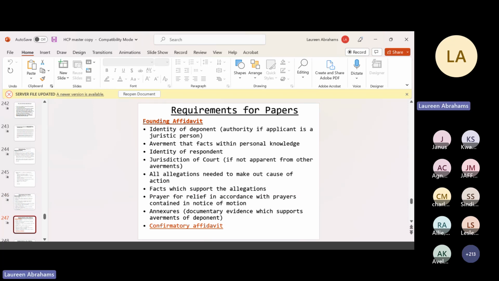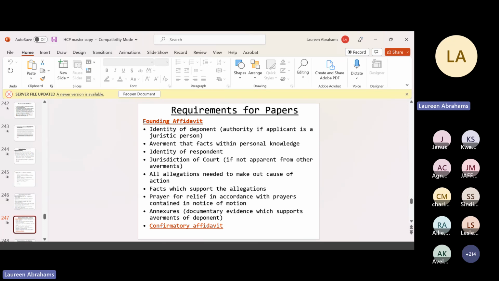In the founding affidavit, you will start by identifying the deponent. Remember, the deponent is not necessarily going to be the applicant. The deponent is the person that deposes to the affidavit. He can do it on behalf of the applicant, or he is the person who has personal knowledge because he's actually the witness here. He gives evidence.